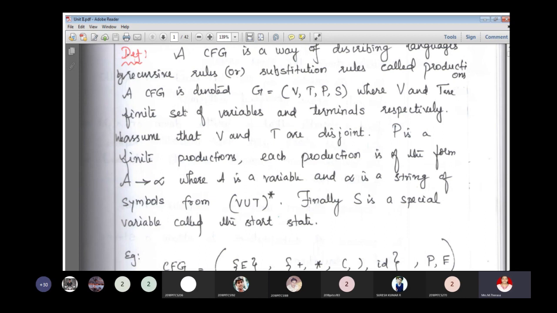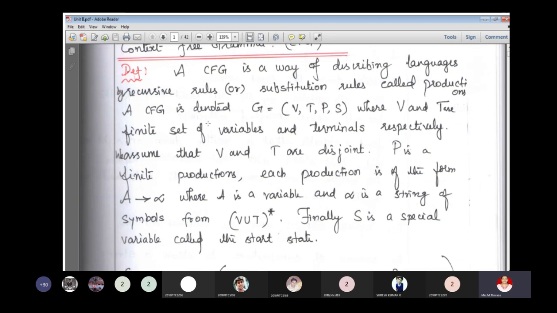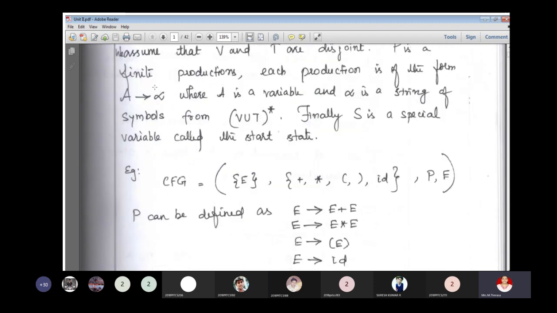I'll repeat. The context-free grammar is a way of describing a language by recursive rules, where we can represent the context-free grammar with the four tuples V, T, P, S, where V is the set of variables, T is the set of terminals, and P is the set of production rules. Clear? Okay, we'll see one example.